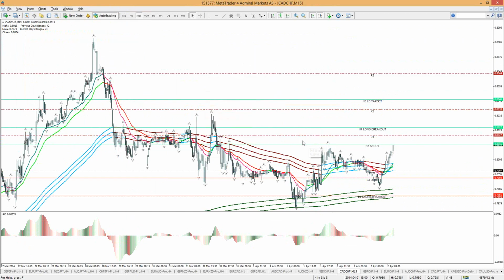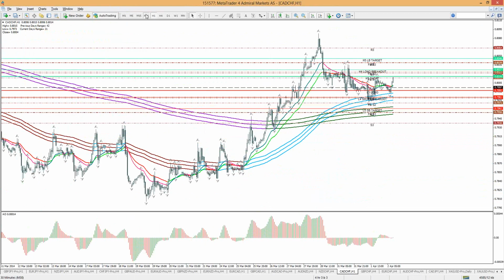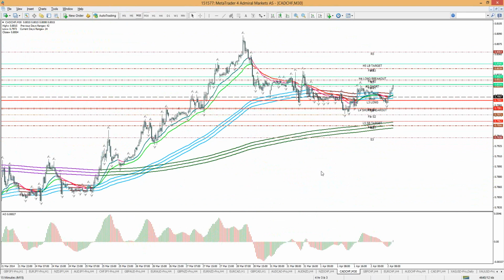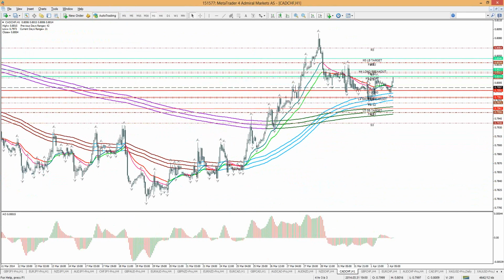Here we have it. Let's see. We have H3 short right here. So we can see if, for instance, we can see an H4 about 0827.